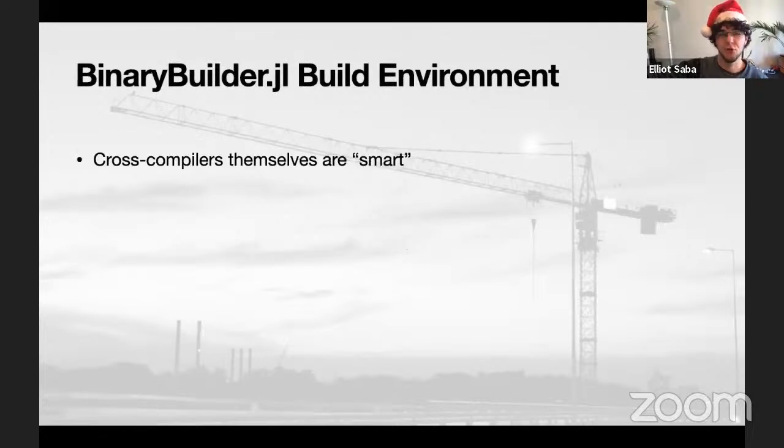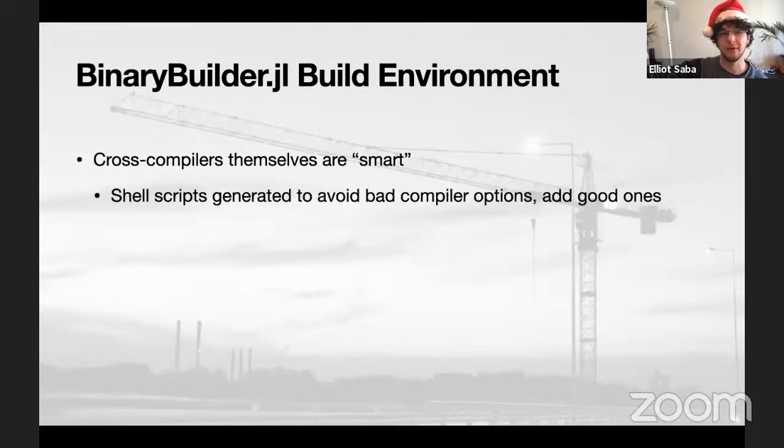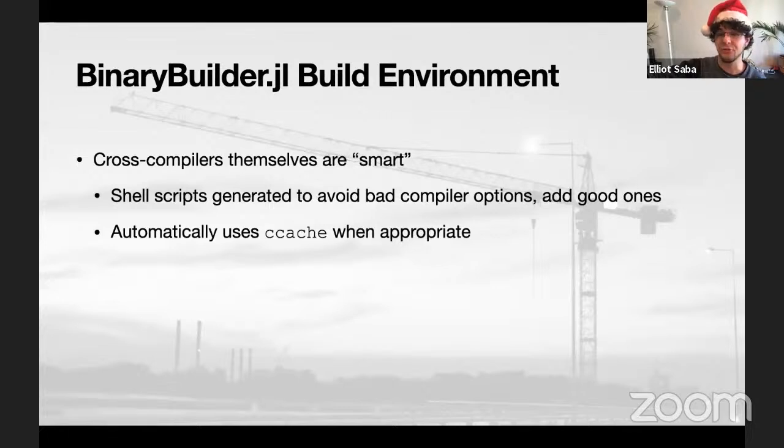So as we saw, the cross compilers that we're using are themselves smart. They're shell scripts that are generated to avoid bad compiler options and add good ones, etc. The cross compilers will automatically use Ccache when appropriate in order to speed up builds. When you're building the same thing 7 times because you keep on running into errors, it's very helpful to have Ccache there to speed up the rote work of compiling dozens of C files.